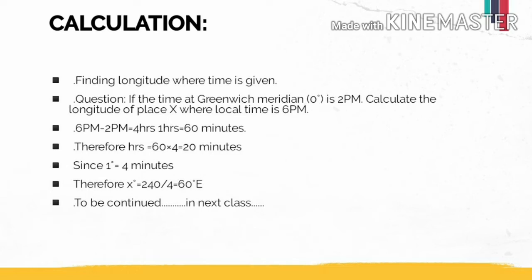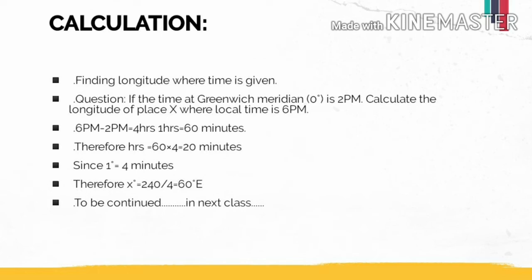After we find the difference in time, we all know that 1 hour equals 60 minutes. So the 4 hours which we have calculated will first have to be converted into minutes. In order to convert it into minutes, since 1 hour equals 60 minutes, you multiply 4 by 60. When you multiply 4 by 60, the answer comes to 240 minutes. Now you've converted the 4 hours into minutes, that is 240 minutes.